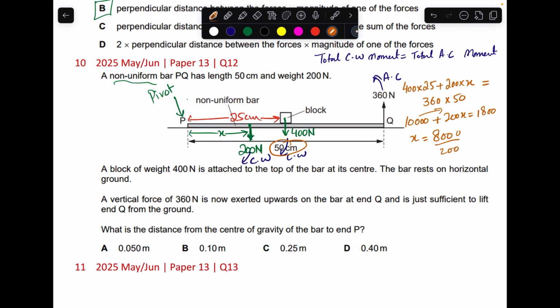When you multiply 360 with the 50, you will get 18,000. So this will give you 40 centimeter. Answer will be in centimeter. Why? Because I have used all the data in centimeter. This was in centimeter, this was in centimeter. So 40 centimeter can be written as 0.40 meter. It's option D.